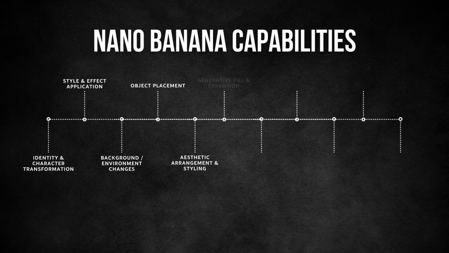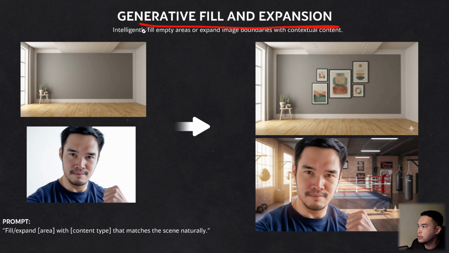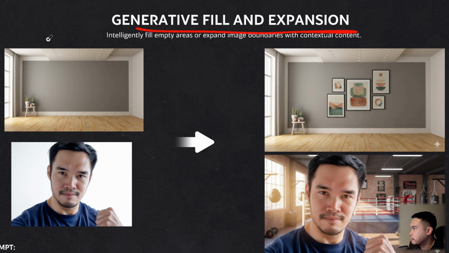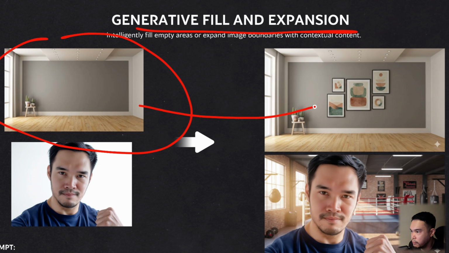Now let's get into generative fill and expansion. So this capability allows you to fill empty areas or expand image boundaries. So for this example, we have the picture of an empty wall, and I just asked Nano Banana to fill the wall with artwork and to match the lighting and the aesthetics of the room. And it gave me this.